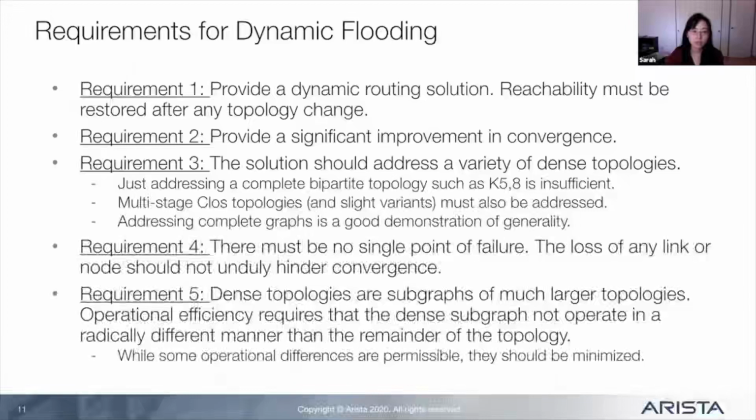The fourth requirement of the flooding topology is that there's no single point of failure. This means that if any link or any node fails, the flooding topology remains connected. So the link state updates can still reach every node. This will not cause a convergence problem. The fifth requirement is that it should be operationally efficient, not depending on the density of the topology.